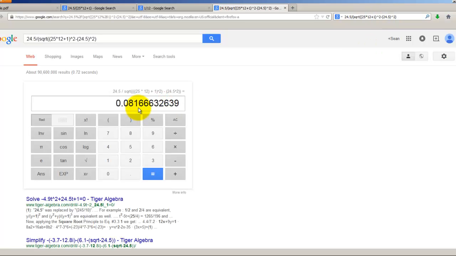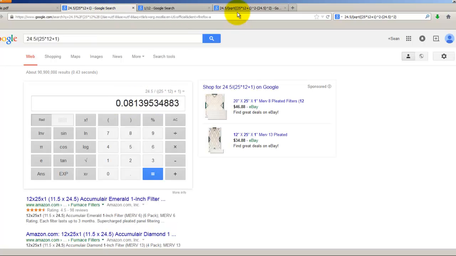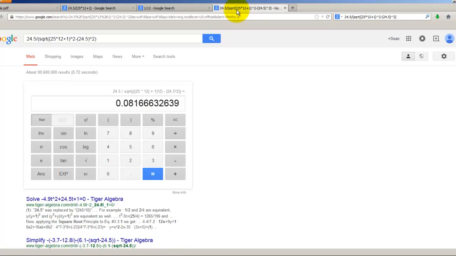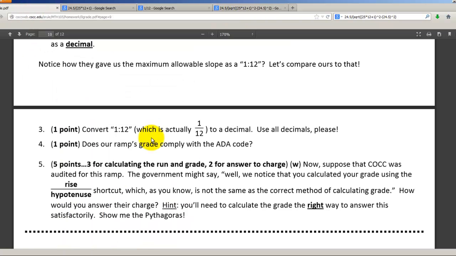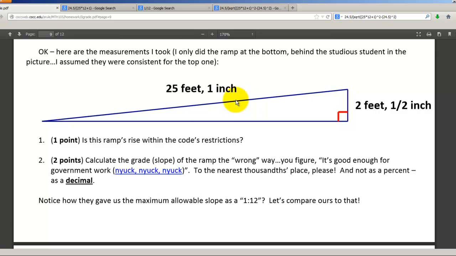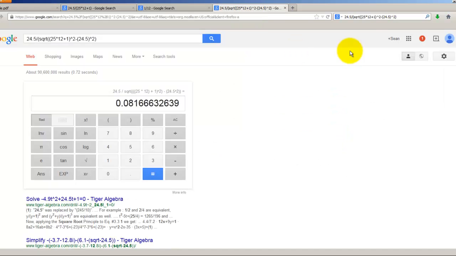We're coming up with a grade of about 8.166%. Now that's bigger than the grade the wrong way. And hopefully, if that doesn't make sense, let's explain why. The hypotenuse has to be longer than the run, if you think back to what the actual triangle looks like. Since you're dividing by a smaller number, the fraction has to be bigger. So there's your calculation right there.